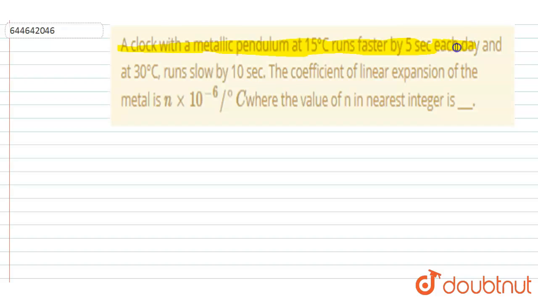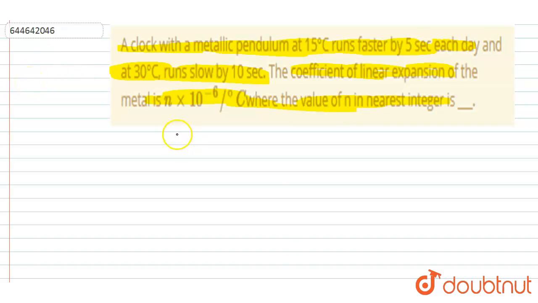Hello everyone. A clock with a metallic pendulum at 15 degrees Celsius runs faster by 5 seconds each day, and at 30 degrees Celsius it slows by 10 seconds. The coefficient of linear expansion is n into 10 to the power minus 6 per degree Celsius. Then find the value of n in nearest integer.